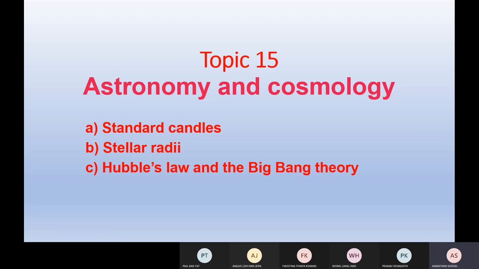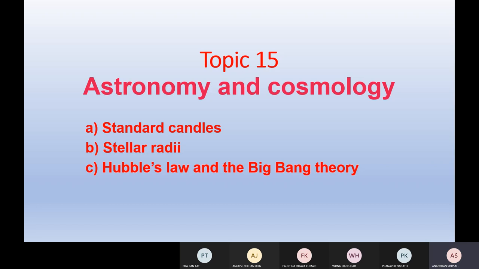Okay. This is the last topic, your A2 and something new. Astronomy was added to Cambridge for the first time. In Excel and IB, they have done this for a long period of time. Cambridge had astronomy as an option paper about 20 years ago, then they totally removed it, and now they bring it back. Okay.